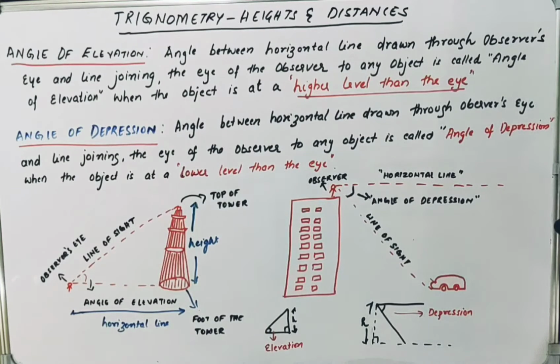Hello dear friends. Let's cover a topic on trigonometry related to heights and distances. This topic is mainly used in measurement of heights of tall objects such as hills, mountains, towers, and to calculate distance from the object to the point of observation.